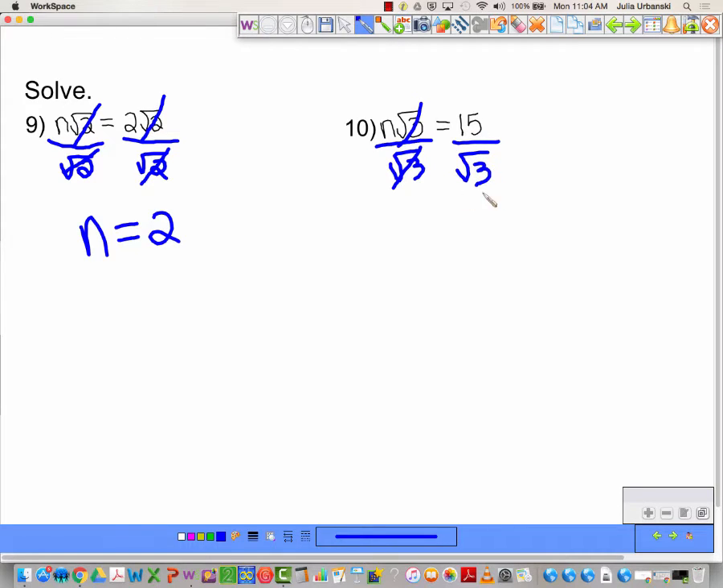So what do I do? I want to get rid of this. That's right. Multiply top and bottom by radical 3. Then, okay, what do I get on the top? 15.